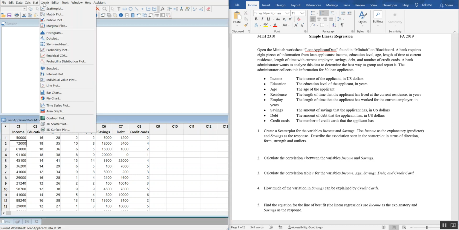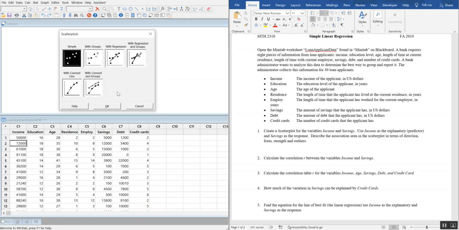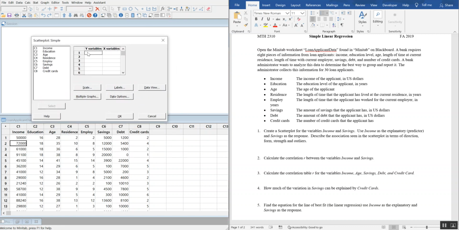So we're going to go to Graph, Scatterplot. We're going to select Simple. We're never going to use any of the rest of these, so that's all good. All right, and now for my y variable, I'm going to put in savings. You can just double click to put it in there. And for my x variable, I'm going to put in income.